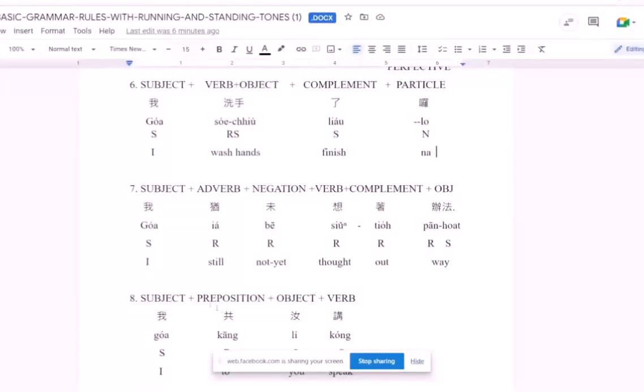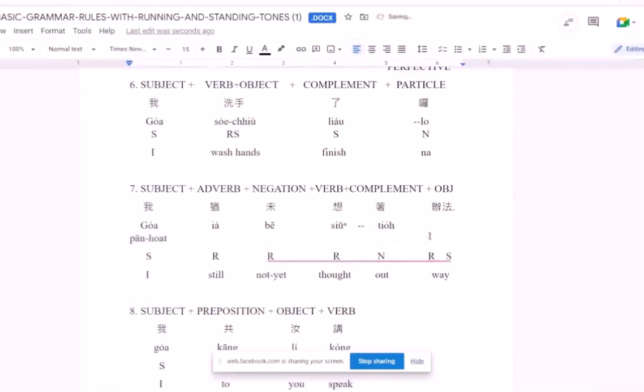So if we start taking away, just to demonstrate how the tone change would work here, let's take away panhuat. Let's see what happens now. If I read the sentence, imagining that this is not here anymore: Wa ya be siu tio. Now, do you understand what happened? The tio is neither a standing nor a running tone, but it actually turned into a neutral tone, because the complement, when it's at the end of a sentence, will become a neutral tone.